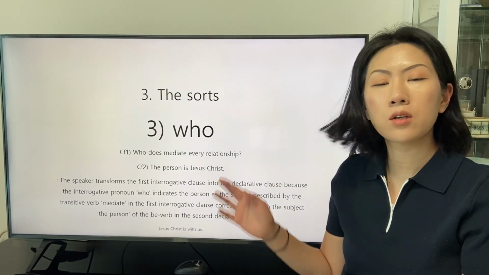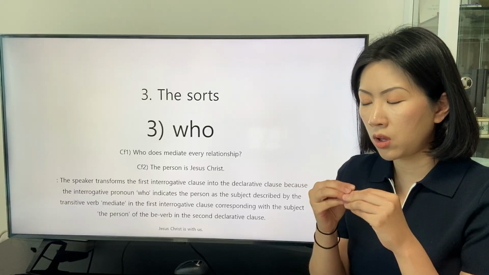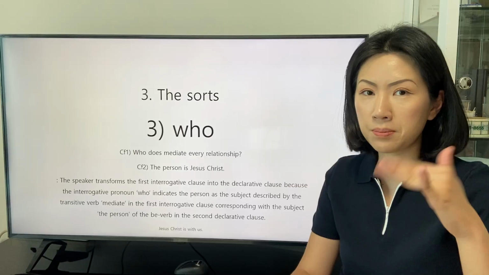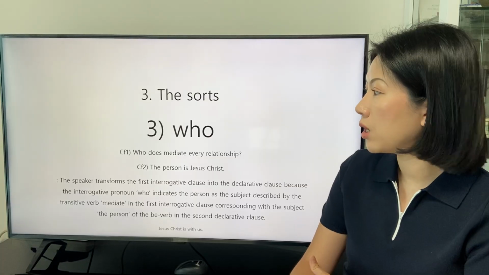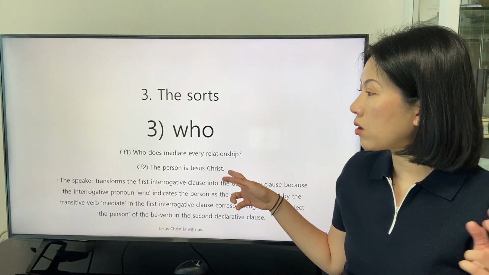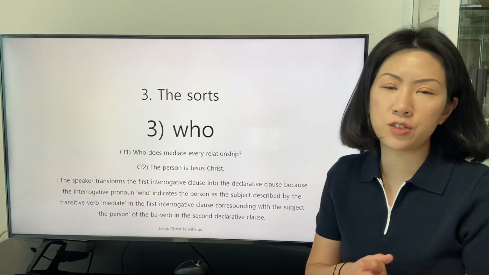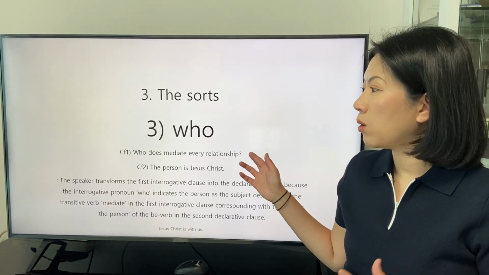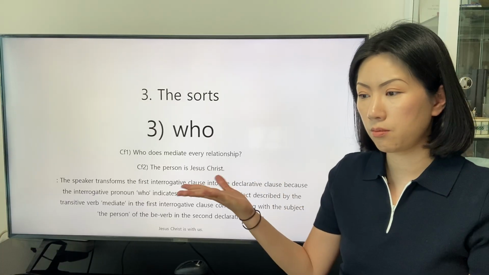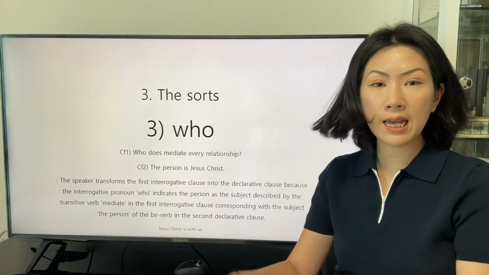The first clause is that the subordinating conjunction who is applied as an interrogative pronoun: Who does mediate every relationship? And the second clause, which became the main clause, is this: the person is Jesus Christ. And we can also know that the first clause became the subordinate clause of the whole sentence. Let's read the explanation together.